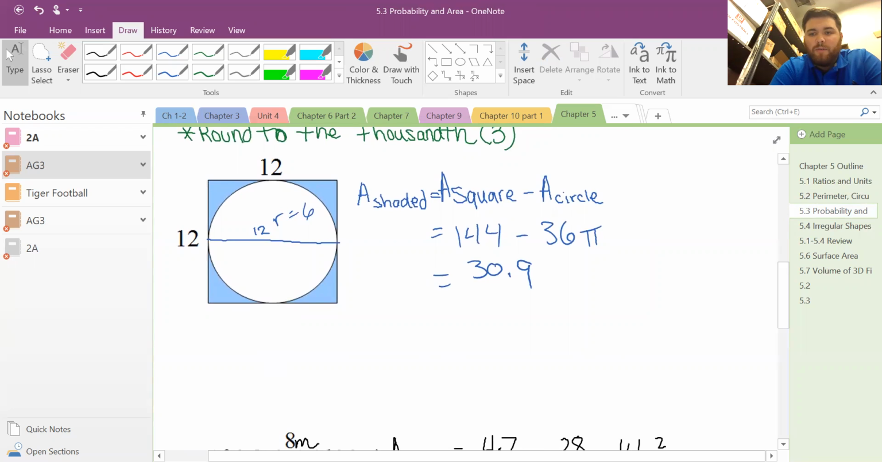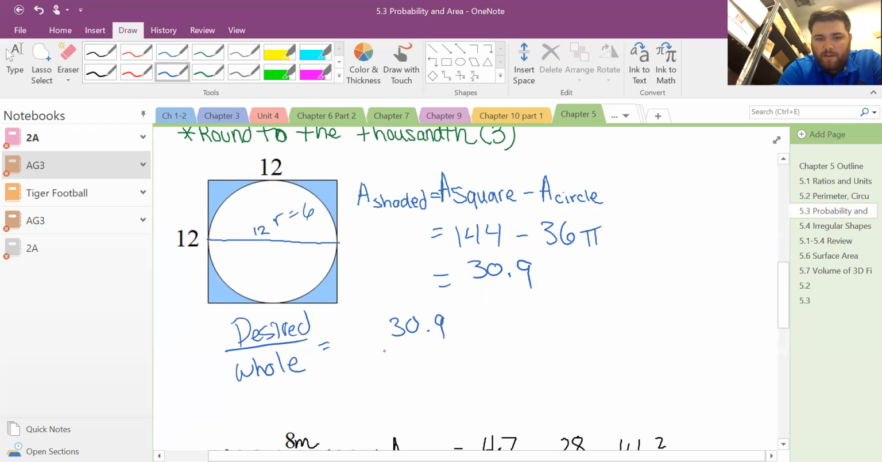Now I need to take that over the whole. Remember, here's my desired, or my wanted, over the whole. So it's going to be 30.9 is my desired. That's what I want. And my whole thing is the whole square, which is 144. So it's going to be 30.9 over my whole square, which is 144.